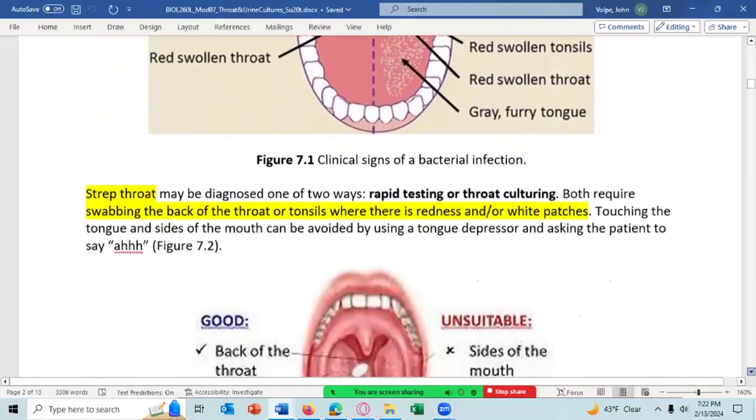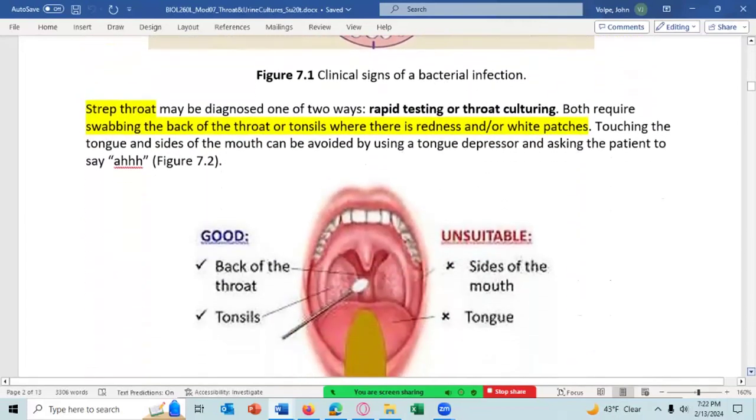Strep throat can be diagnosed by swabbing the back of the throat and the tonsils. Those are the good regions to swab. You do not want to swab the sides of the mouth, the tongue, or the top of the mouth. A tongue suppressor helps by keeping the tongue away from the swab.